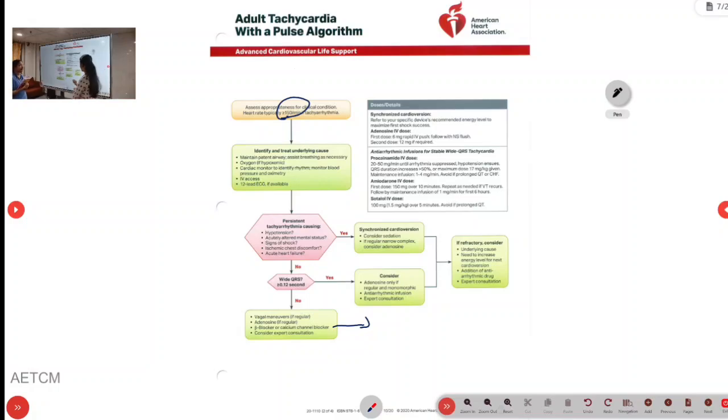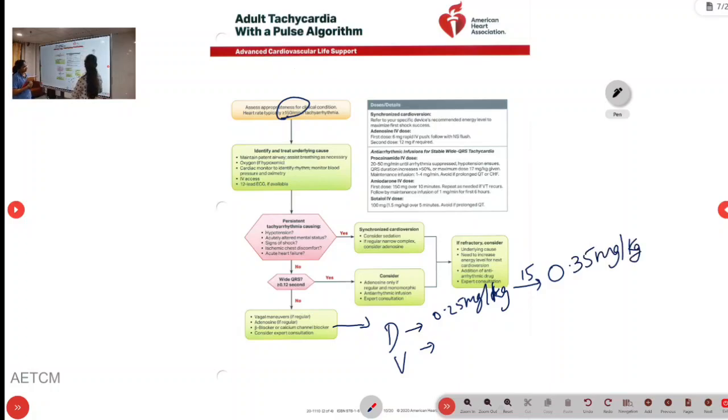So we can give diltiazem or verapamil. Diltiazem, if you are giving, you can give 0.025 mg per kg, and we can wait for like 15 to 30 minutes. If the patient is still in SVT, we need to wait for some more time, a minimum of 15 minutes. Then, if the patient is still in SVT, you can give 0.35 mg per kg, to a maximum of 360 can be given.